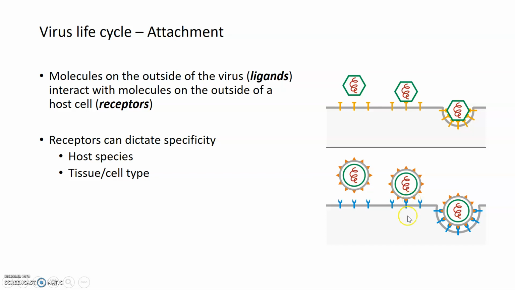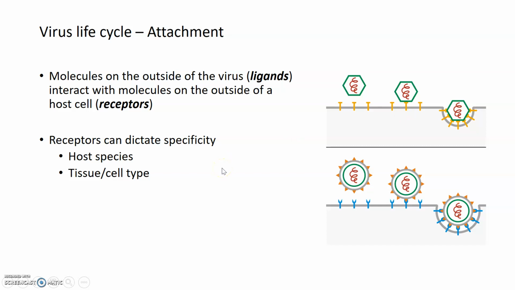And this attachment is dictated by receptors, and the receptors on the host cell are what dictates the specificity of viral infections. And so what that means is that the specific host cells that a virus can actually infect is dictated by the presence of certain receptors. And so it's possible that if a virus can infect humans and not dogs, for example, that there are receptors on the outside of human cells that this virus could bind to that don't exist on dog cells.